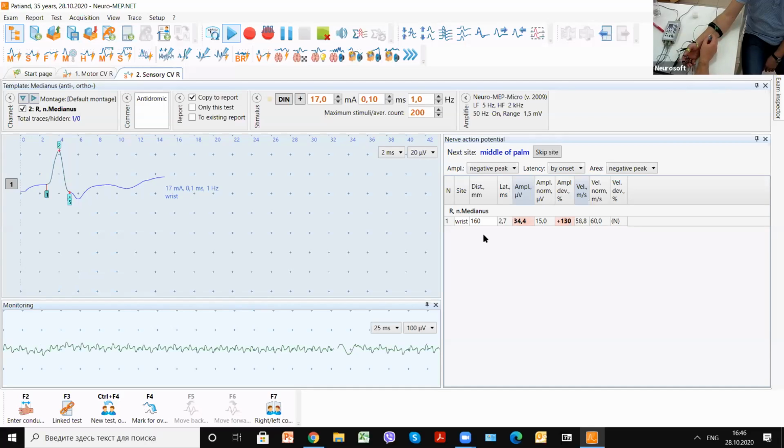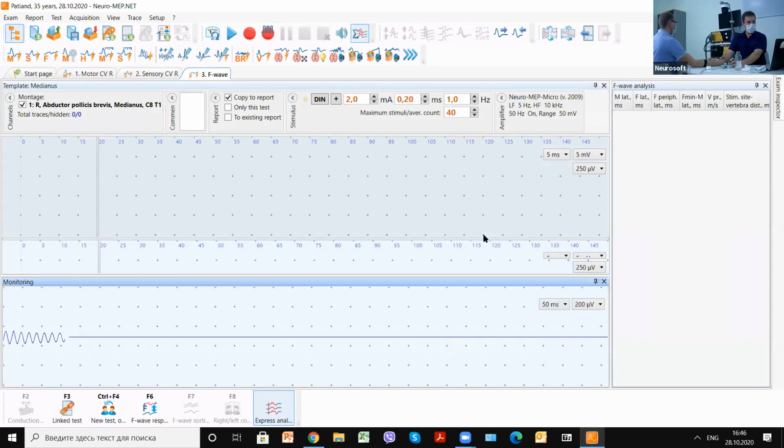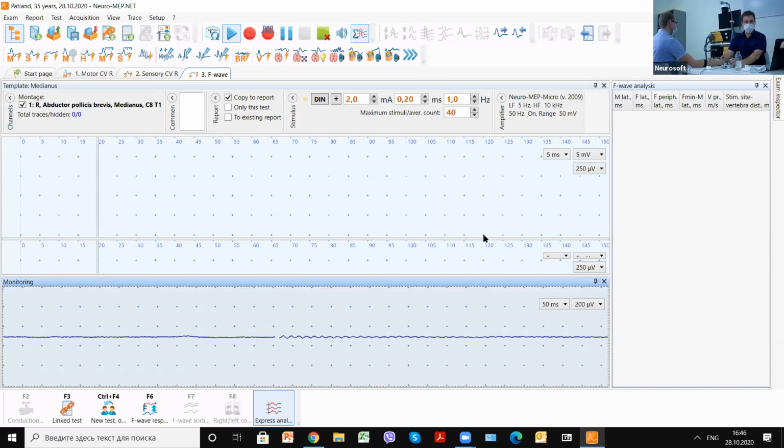Next, we will go to the third method, modality. We can use again a linked test. It will be F-wave. F-wave is one of the late responses. As Michael said, it's the answer of the motor neuron to its stimulation.